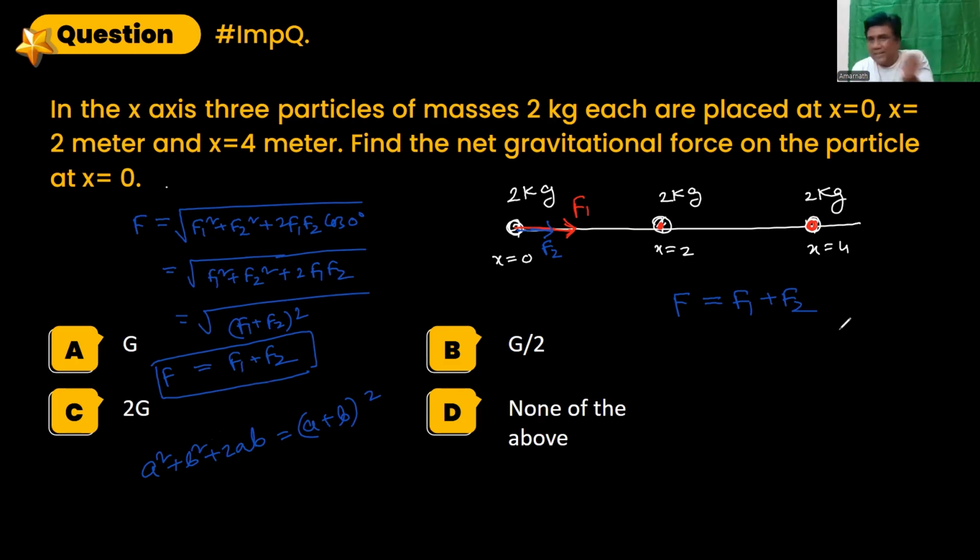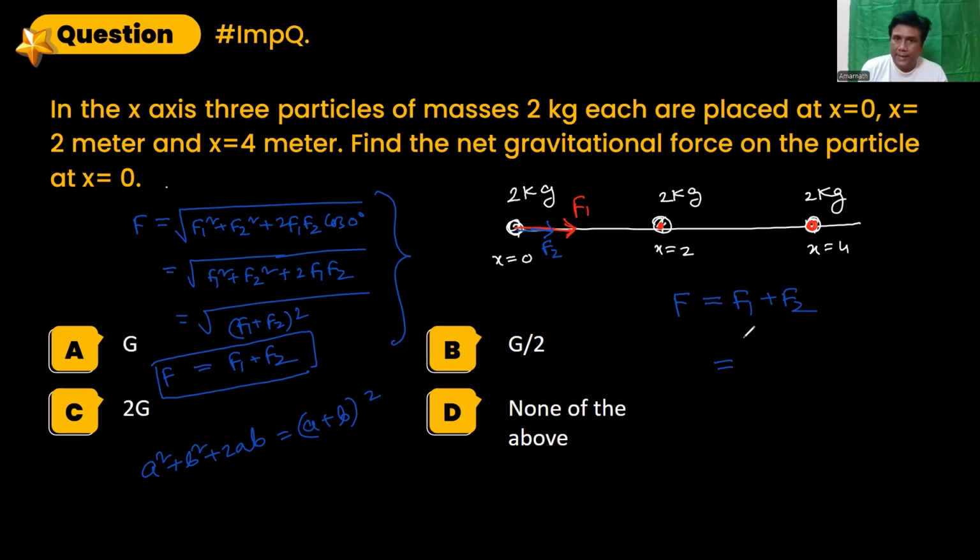They are in the same direction, so they will be attracted. Sorry, they will just be added, so it will be F1 plus F2 only. But if you go with the proper vector law, which I have already discussed in the previous year, you can also find the same answer.